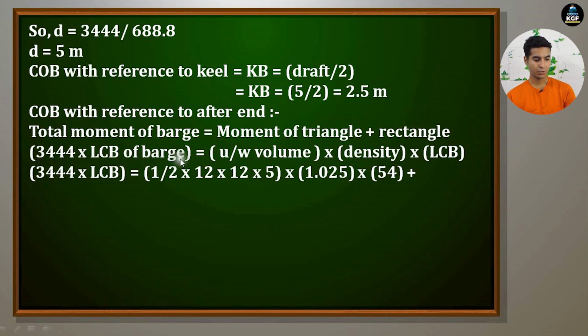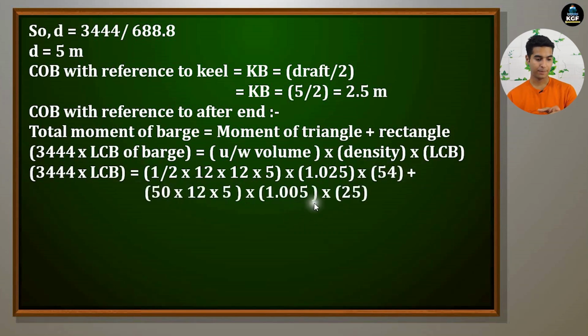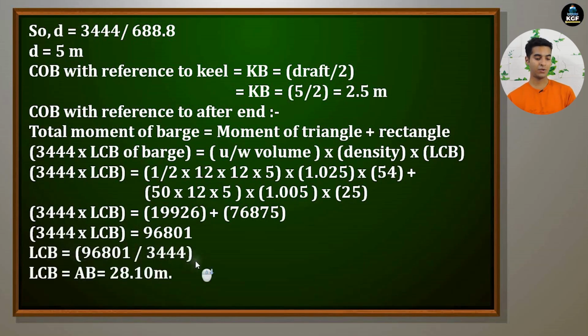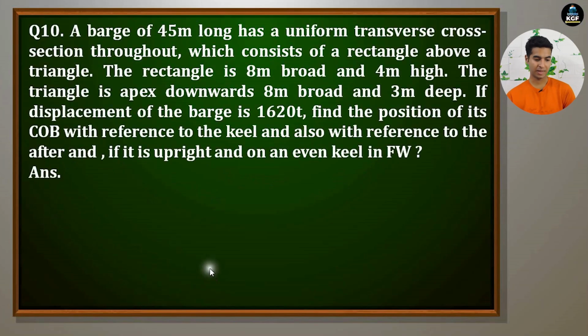So I will use this LCB of barge here, 3444 multiplied by LCB. This is the data given for the triangle. Now I have kept plus here and we will put the rectangle data also here. So total if you solve, LCB is equal to 96801 divided by 3444. So LCB will be 28.10 meters.